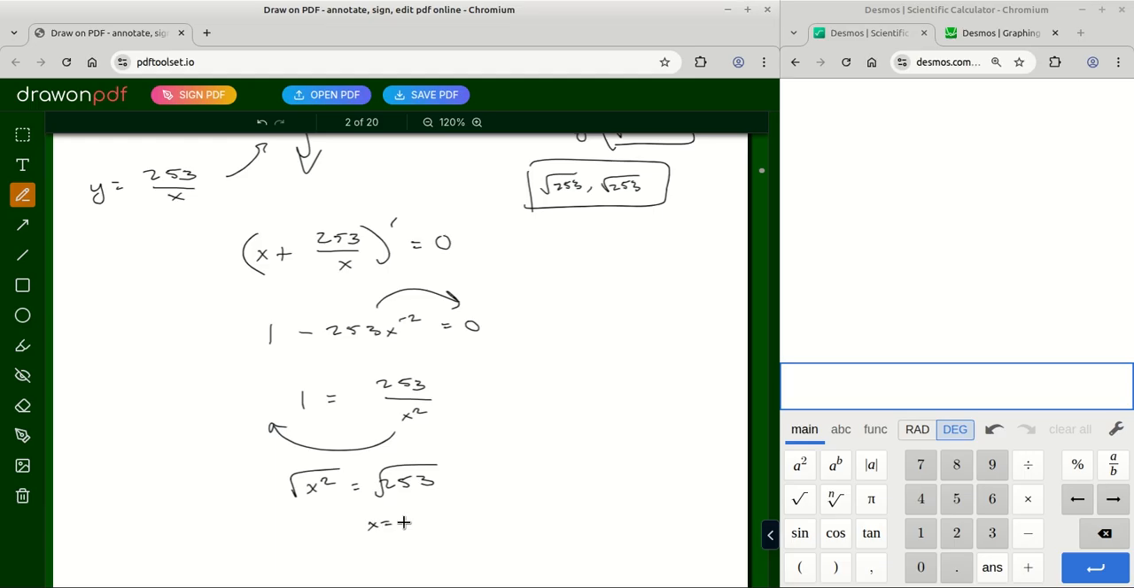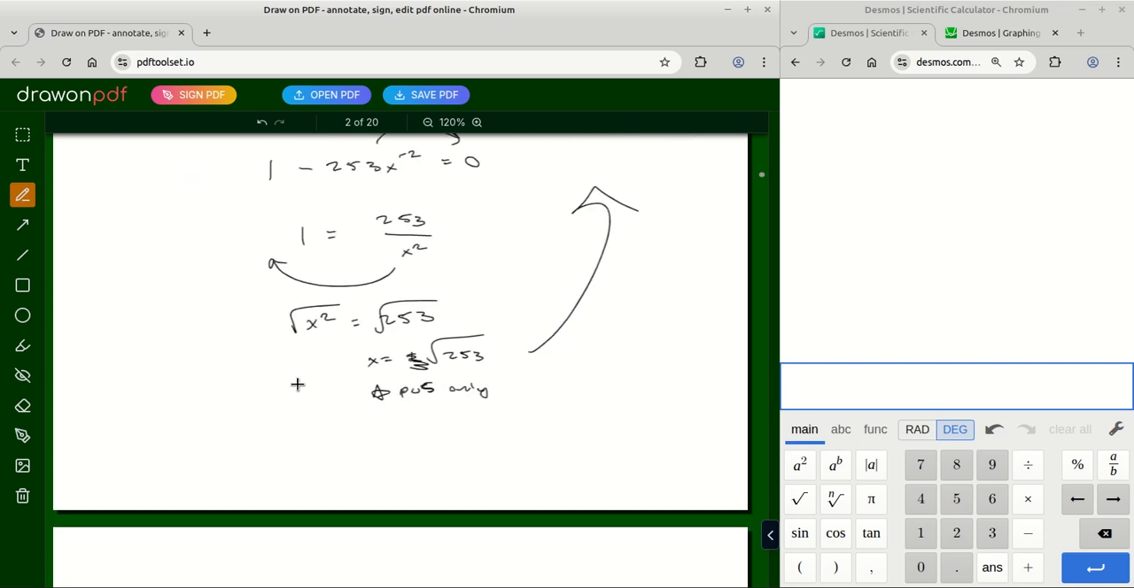Square root both sides, plus or minus. But because it said positive numbers, we don't need that negative. It's just positive only. Okay? Hey, look at that. And then you can plug it back in and you'll get the same thing. You know what? I'm even going to plug it in. So my y is 253 over the square root of 253. Because of the radical in the bottom, you pop it in the top and leave the number behind. Oh, they cancel. Look at that.